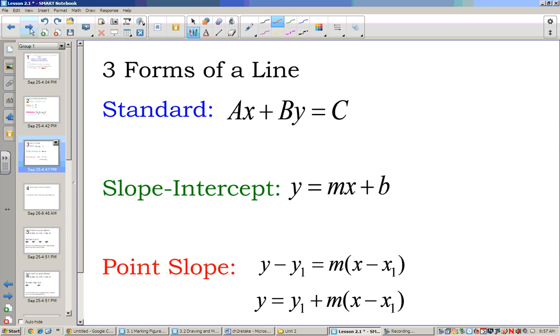Here are three forms of a line. Standard is ax plus by equals c. Slope-intercept is y equals mx plus b. Point-slope is y minus y1 equals m times x minus x1. Now, if you have these written down, great. If you need more time, just pause the video or go back so you have these in your notes.